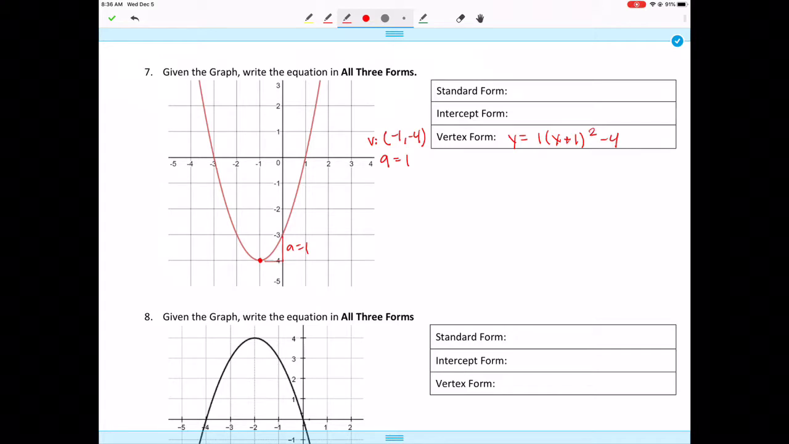Intercept form. Okay, I mean, if you wanted to, you could just start at vertex form and come up with the other two, or you can just look at the graph. X-intercepts are here and here, so that is negative 3 comma 0 and 1 comma 0. So we can plug that into our equation. Y equals A is 1, and x minus p, so minus a negative 3 gives us a positive 3, and then x minus q, which q here would be 1.